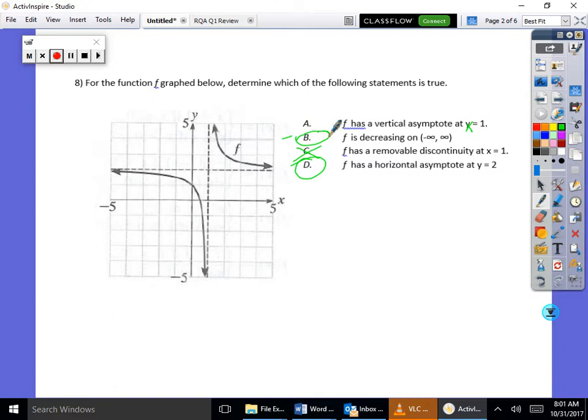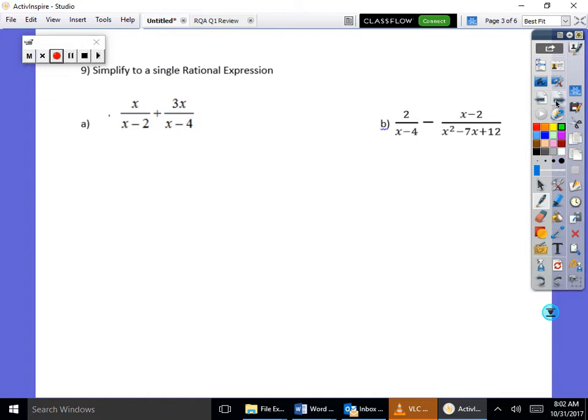Vertical asymptotes are x equals, horizontal are y equals. Good catch. So you want to make sure that they're putting the right equation. The equation of this line is x equals 1. Good? So please watch for those little tricky things. I can't remember if that was a typo on my part or if you're supposed to watch out for tricky things.